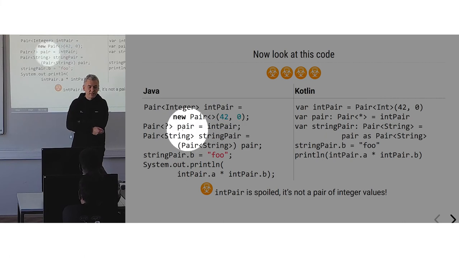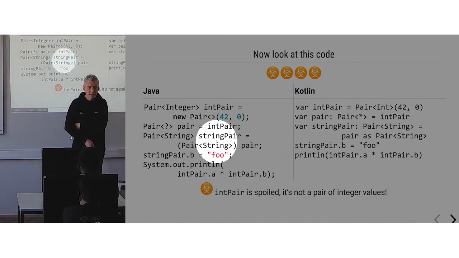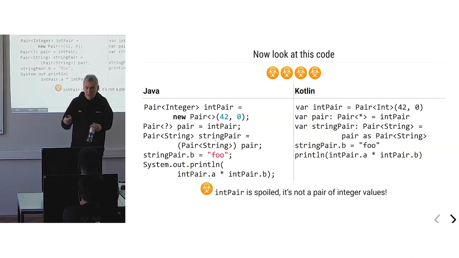At this step, we assigned it to a Pair of question mark. So we forgot this type. And in runtime, it was forgotten at this step. Just as soon as we created this pair, in runtime we already forgot. We fool around the compiler. We trick the compiler, and in runtime it cannot do anything because it just doesn't know all the types.